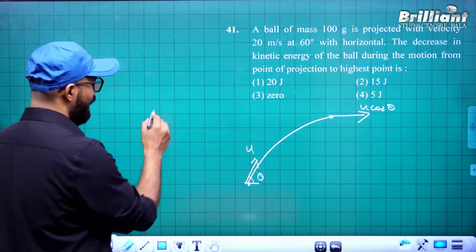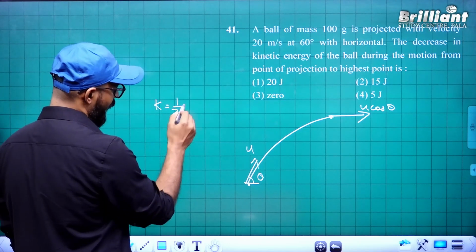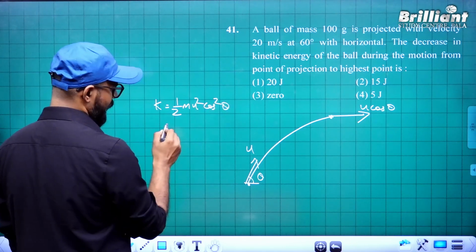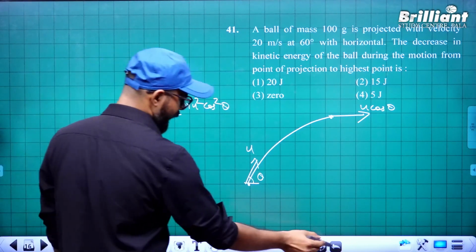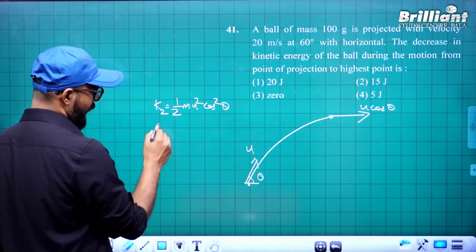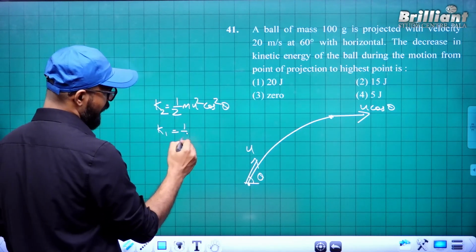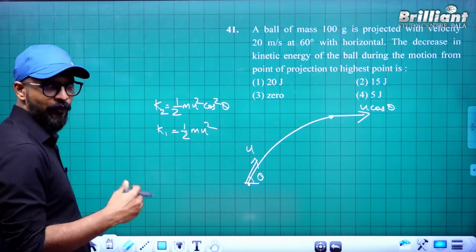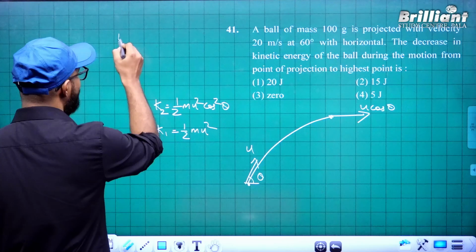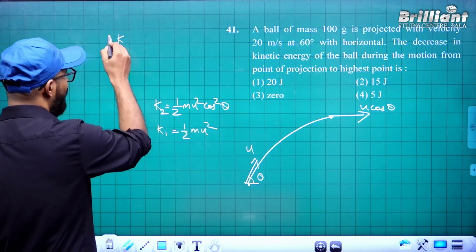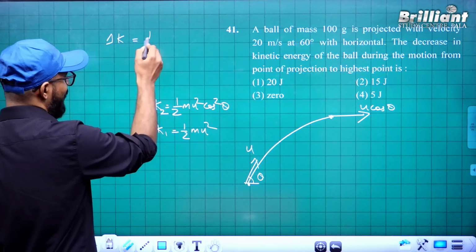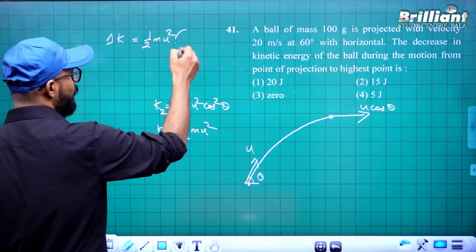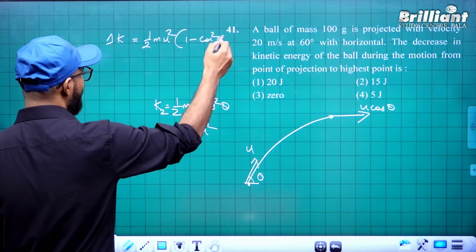So the kinetic energy we can write is half m u square cos square theta. This is the final kinetic energy, and the initial kinetic energy is half m u square. So the change in kinetic energy, I always prefer to write the equation first, and then only substitute. As much as possible I try to stick with this. So half m u square into 1 minus cos square theta.